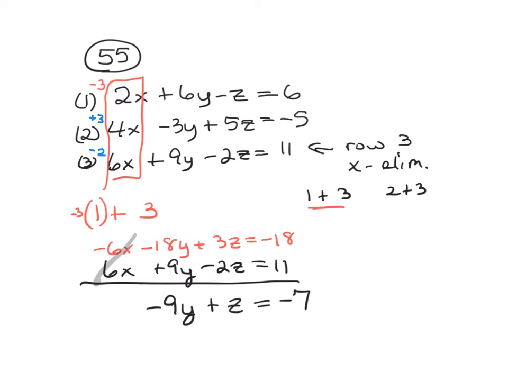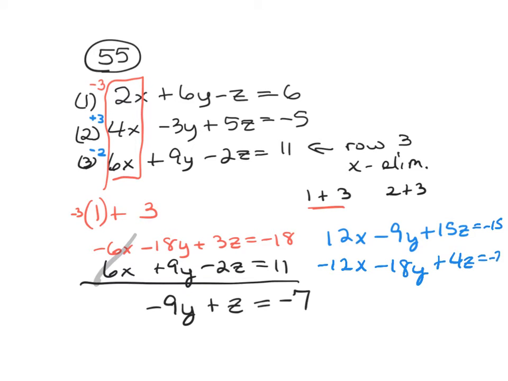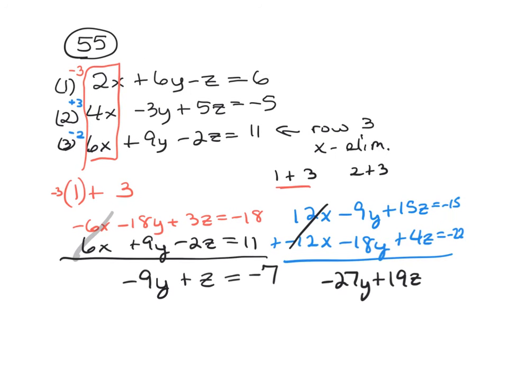So to row 2, this becomes 12x minus 9y plus 15z equals negative 15. Now to row 3, I'm going to distribute a negative 2. And now I can add them. This will cancel. And then I'm left with negative 27y plus 19z equals negative 37.